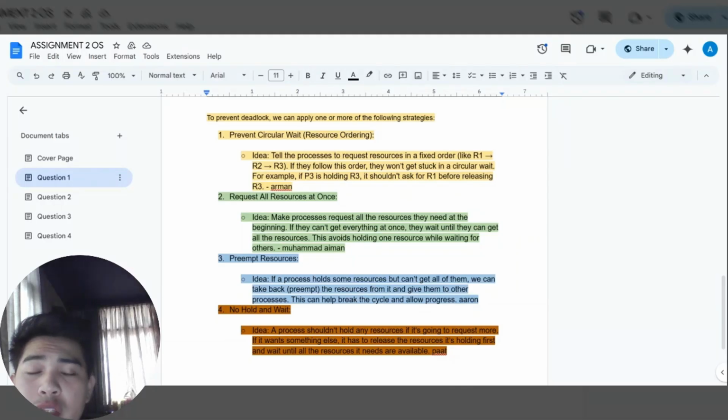Okay, hello, my name is Aaron Azri bin Kamarul Azman. I will be explaining question 1, further regarding the ways of prevention for deadlock. I will be explaining point number 3, which is the preemption of resources. The idea of preemption of resources is that if a process holds some resources but can't get all of them, we can take back the resources from it and give them to other processes. This can help break the cycle and allow progress.